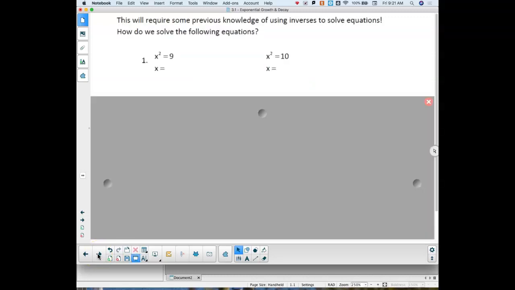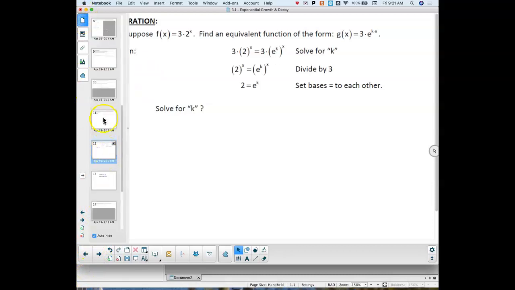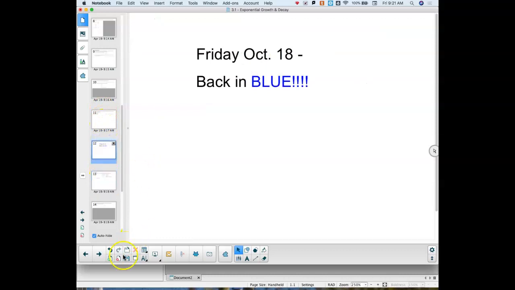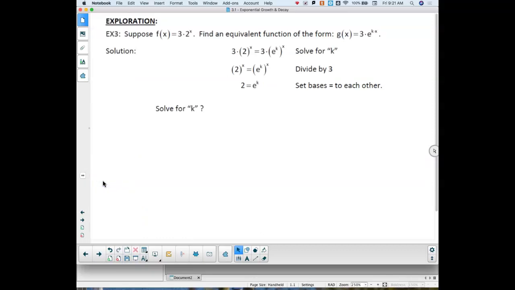So this will require some previous knowledge that you had of inverses and how we solve these following equations. Tap the brakes. Wait, am I on the wrong one? Oh, wrong one. Went to the wrong spot. This one needed to go there, and then there. Now we're set.